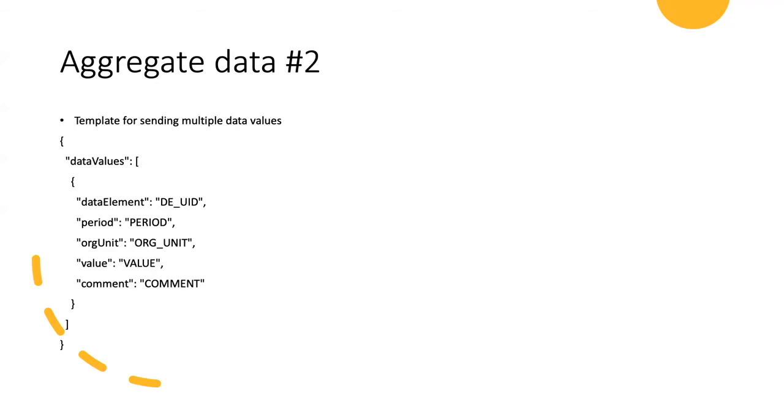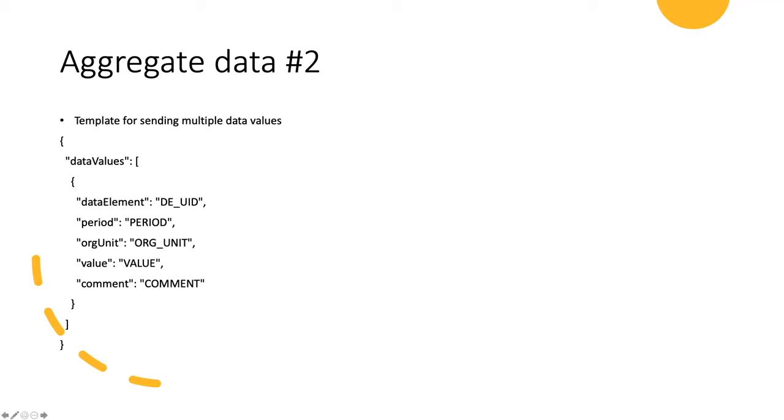second format. So the second format, you will recognize data element, the period, the organoid, and the value as before. There's also a comment if you want to add a comment. This will show up if you go to the data entry and you double click the input field. You get the historical values and everything. And there's an input field there called comments or description or something. And this is where that comment will end up.